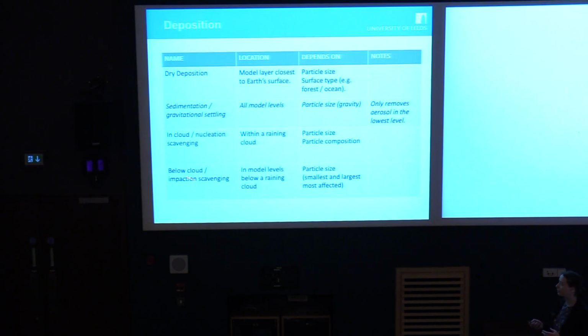And then we have below-cloud or impaction scavenging. If you're an air parcel, you've got some aerosol in you and it's raining above, then the raindrops shoot through that air parcel. If they collide with those aerosol particles, then they're able to take them up into the raindrop, and then remove them from the air parcel. So it depends a little bit on particle size. The smallest and the largest particles are most likely to be scavenged, and it occurs in any model level below a raining cloud. So these processes are all included in the model, and they're all controlled by logical switches.